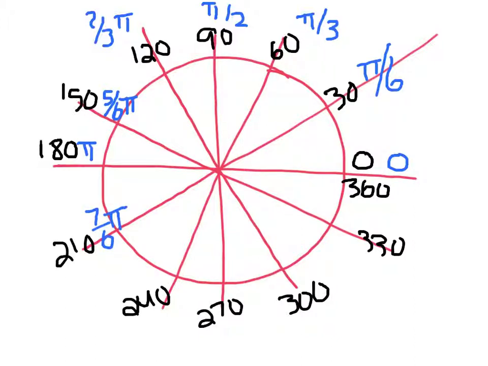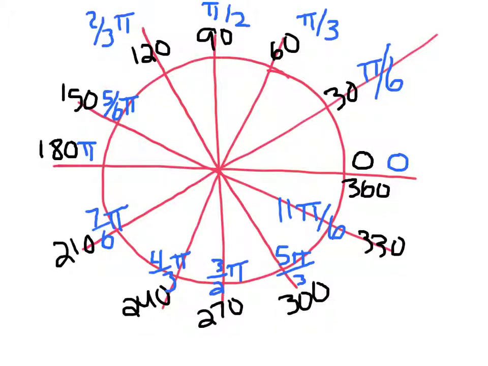7/6. 8/6, which is 4/3. 9/6, which is 3/2. 10/6, which is 5/3. And 11/6. And I'm not going to do a separate one for 60 degrees, but it'll be on your assignment. Here's 1/3 pi, 120 is 2/3 pi, 180 is 3/3 pi, 240 is 4/3, 300 is 5/3, 360 is 6/3.